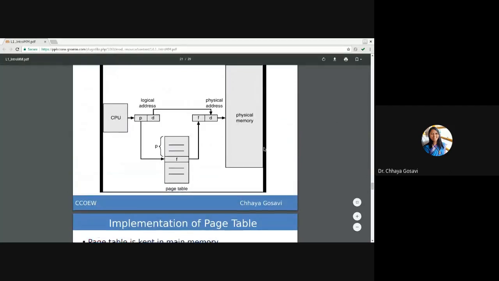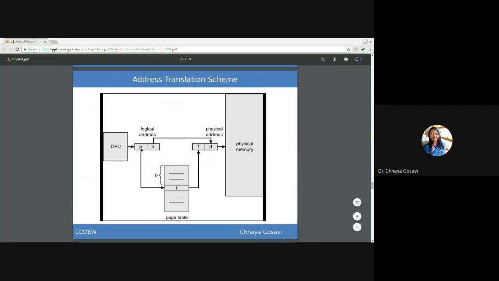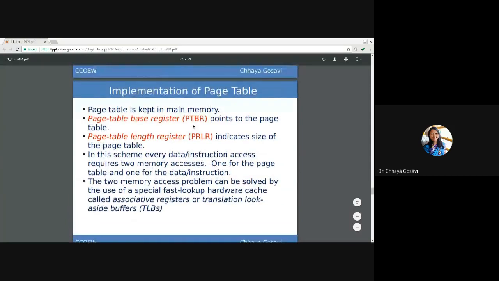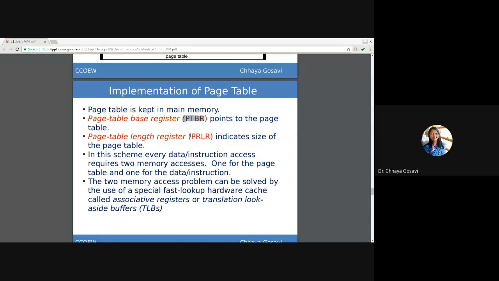This is how address is translated. The logical address is page number and offset. The page number will point, or it is an index, to the page table from where you can collect a frame number, and frame number and offset becomes your physical address. You have seen one example yesterday. And to access the page table, we need these two registers: the page table base register, which holds the address of the page table, and the page table length register, which indicates the size of the page table.